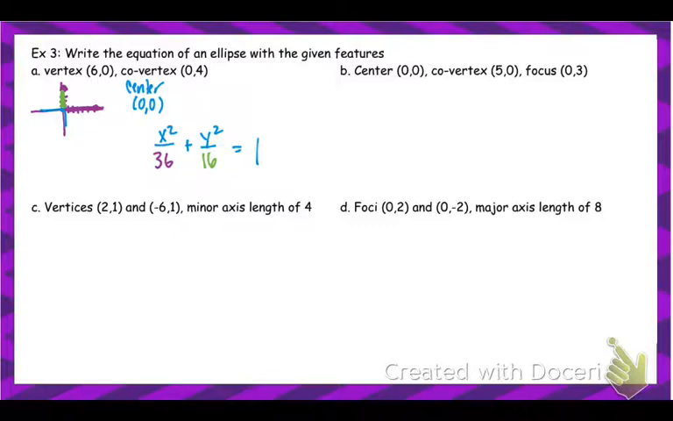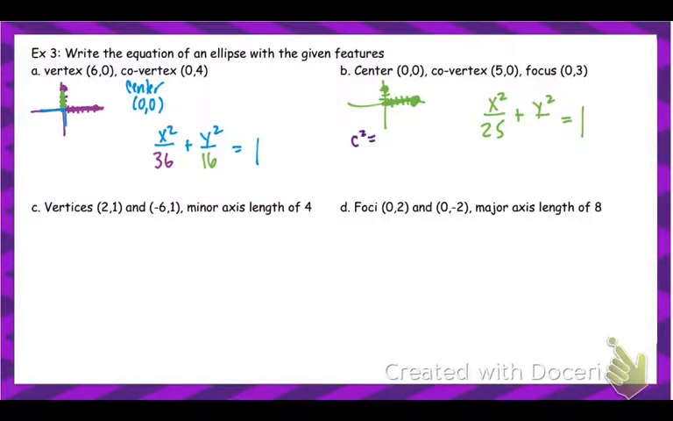All right, on b, it gives us the center. It also gives us a co-vertex and a focus. So I know that this is going to be a vertical ellipse because of where the focus is and also because of where the co-vertex is. So x squared over something plus y squared over something equals 1. I can go ahead and determine at least this horizontal distance because going to the co-vertex was 5. So this is 25. So vertically, I don't know how far I'm going up there. I only know the distance to the foci.